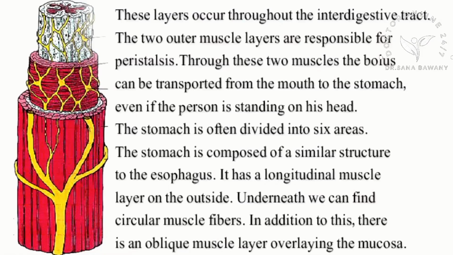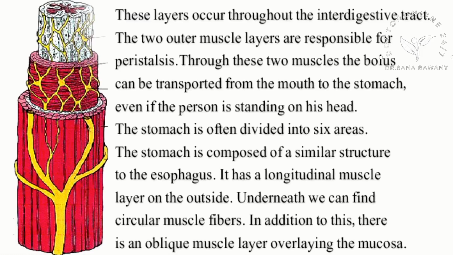The esophageal lumen, that is the opening inside the esophagus, is very flexible, which allows boluses of different sizes to be transported. The esophagus consists of several layers. These layers occur throughout the entire digestive tract. The two outer muscle layers are responsible for peristalsis. Through these two muscles the bolus can be transported from the mouth to the stomach, even if the person is standing on his head. The stomach is often divided into 6 areas.